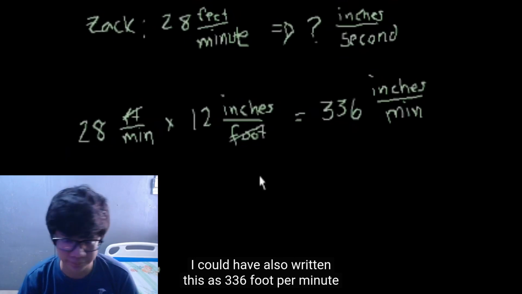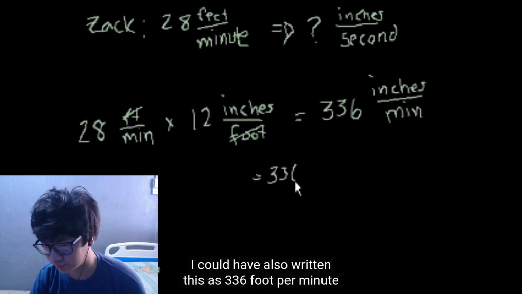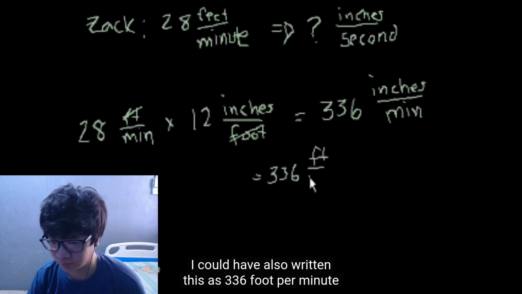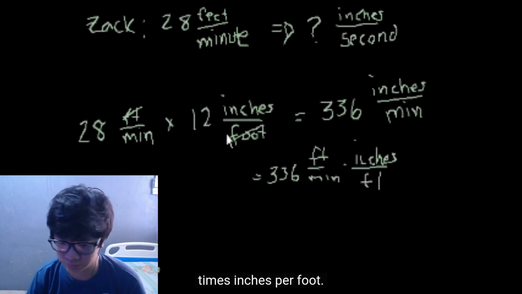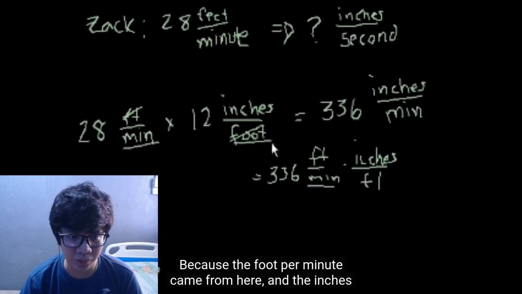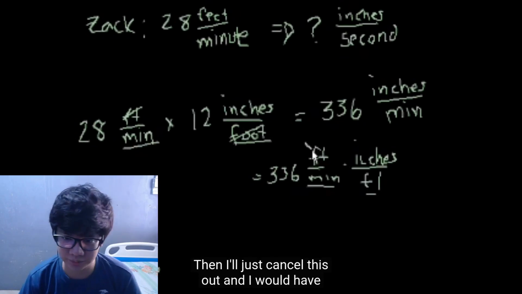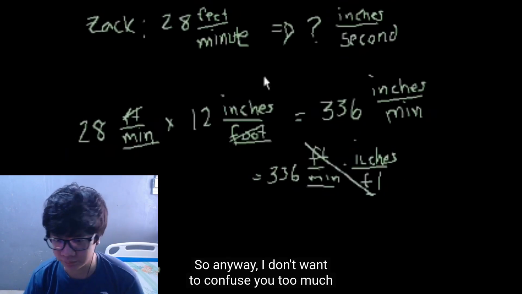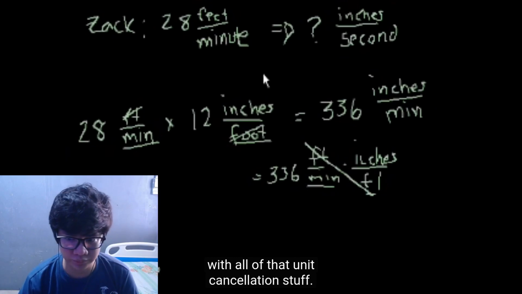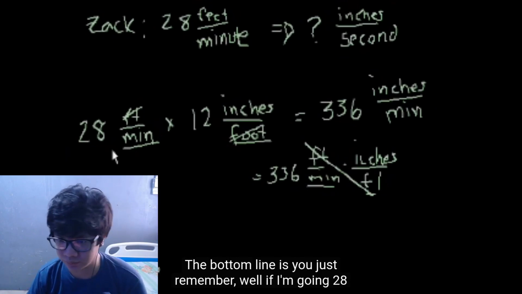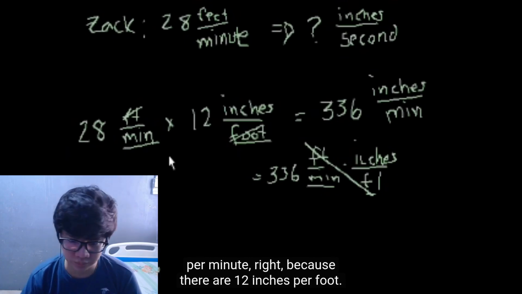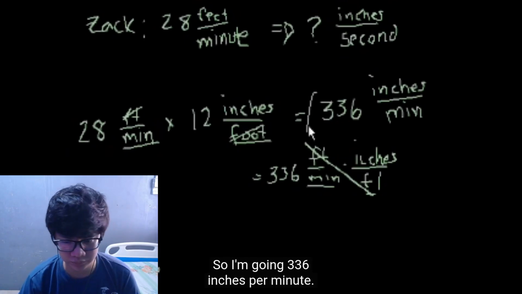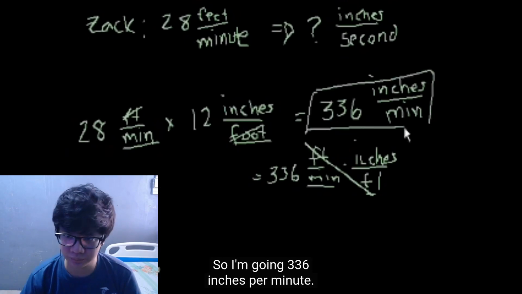I could have also written this as 28 feet per minute times 12 inches per foot, and then I would have canceled this out and gotten inches per minute. Anyway, I don't want to confuse you too much with all of that unit cancellation stuff. The bottom line is you just have to remember, if I'm going 28 feet per minute, I'm going to go 12 times that many inches per minute, because there are 12 inches per foot. So I'm going 336 inches per minute.